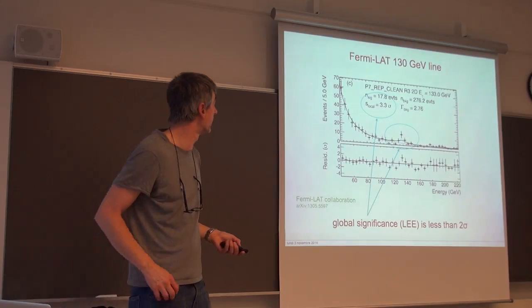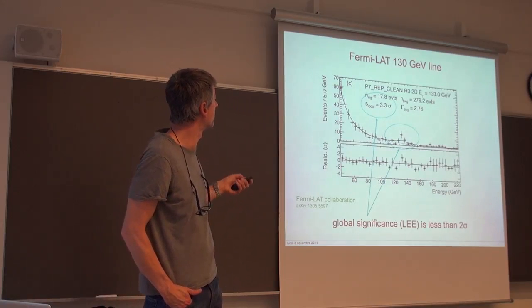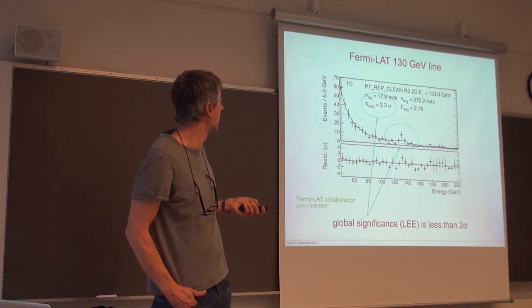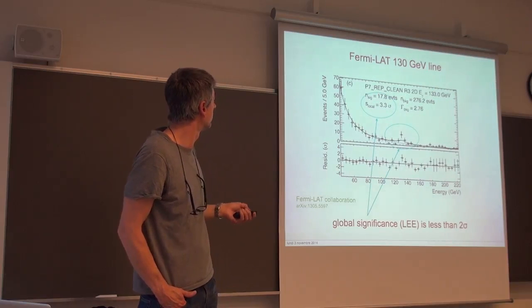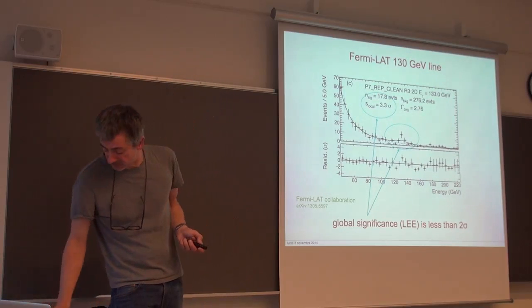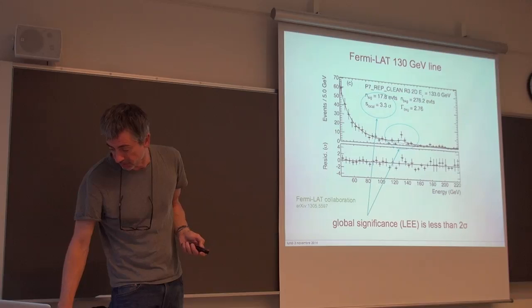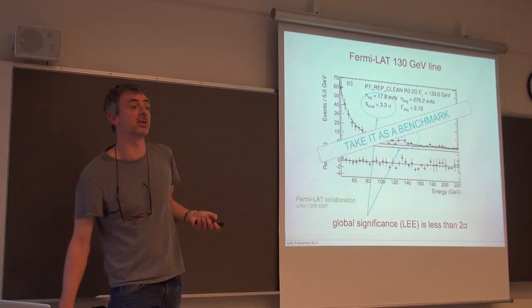Of course, you may have heard that there was, for a while, a possibility that perhaps there was actually a gamma ray line, something that could not be explained by mundane physics, in the Fermi-LAT data. Of course, the signal is now going away. But we may still take it as a sort of benchmark.